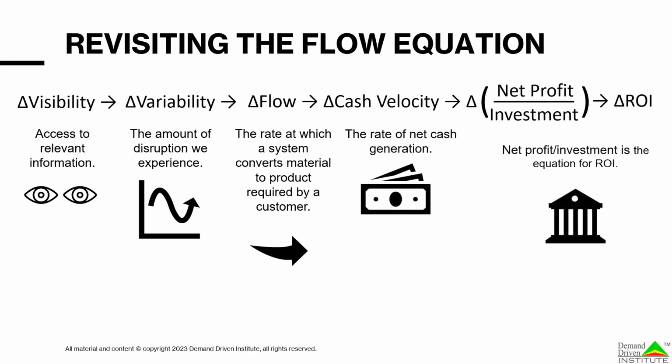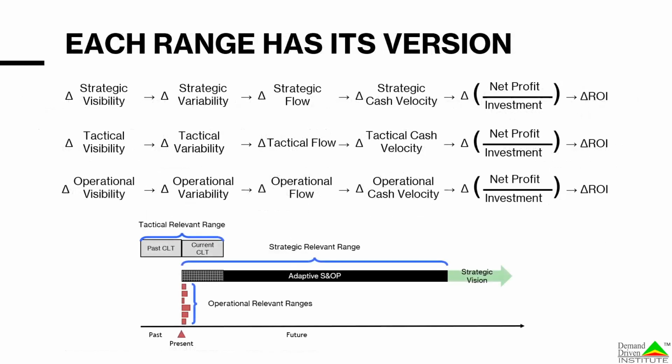And of course, that's the equation for ROI, right? So this is the whole flow equation. We've got to have the right information. We've got to be able to control disruption, boost flow, generate cash, boom. We know that this equation exists in each relevant range. There is operational visibility, there is tactical visibility, and there is strategic visibility.